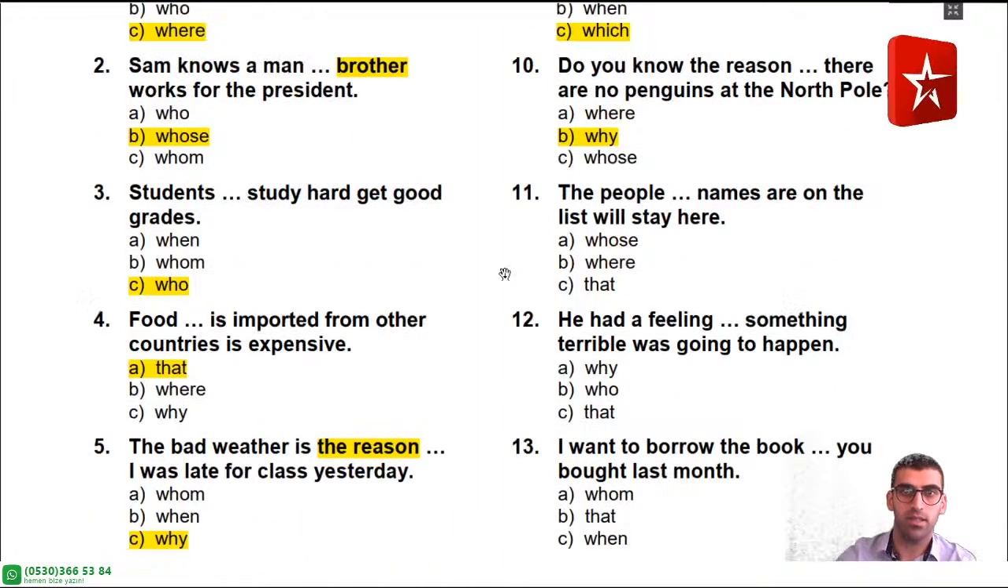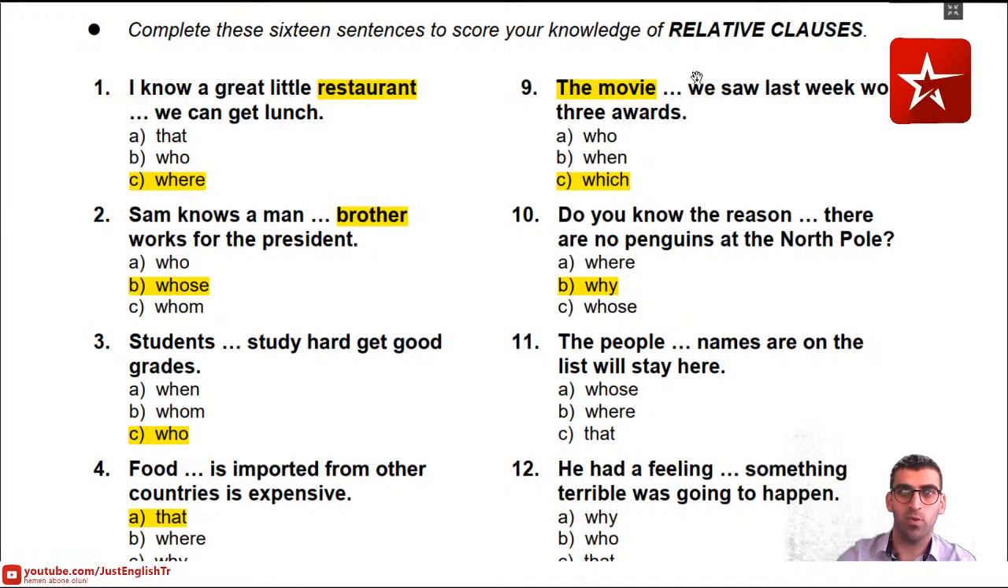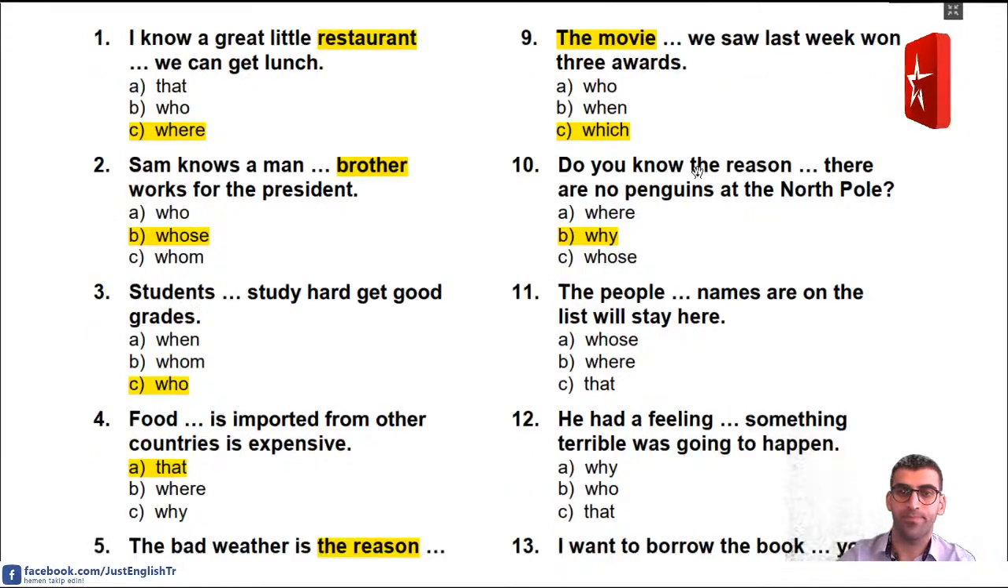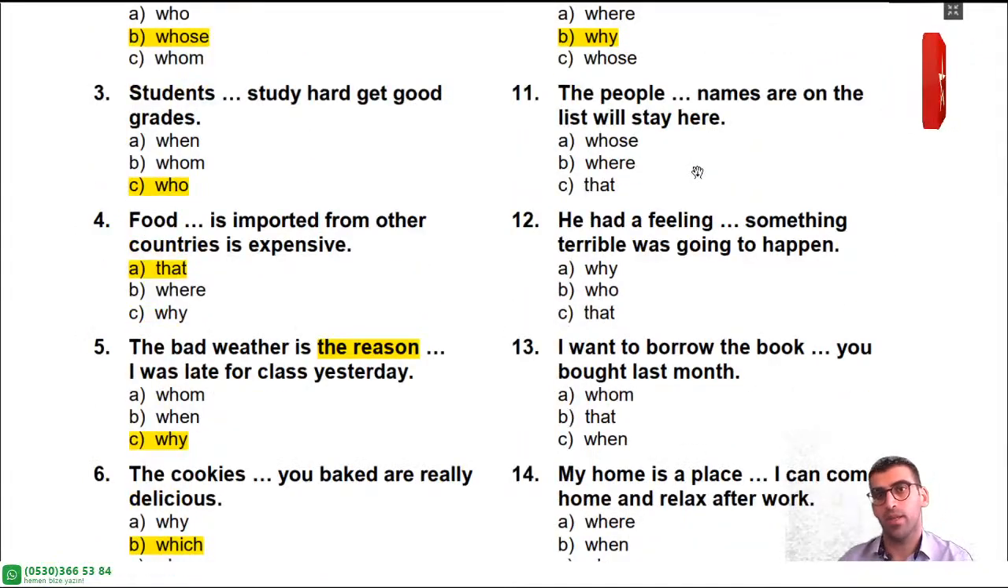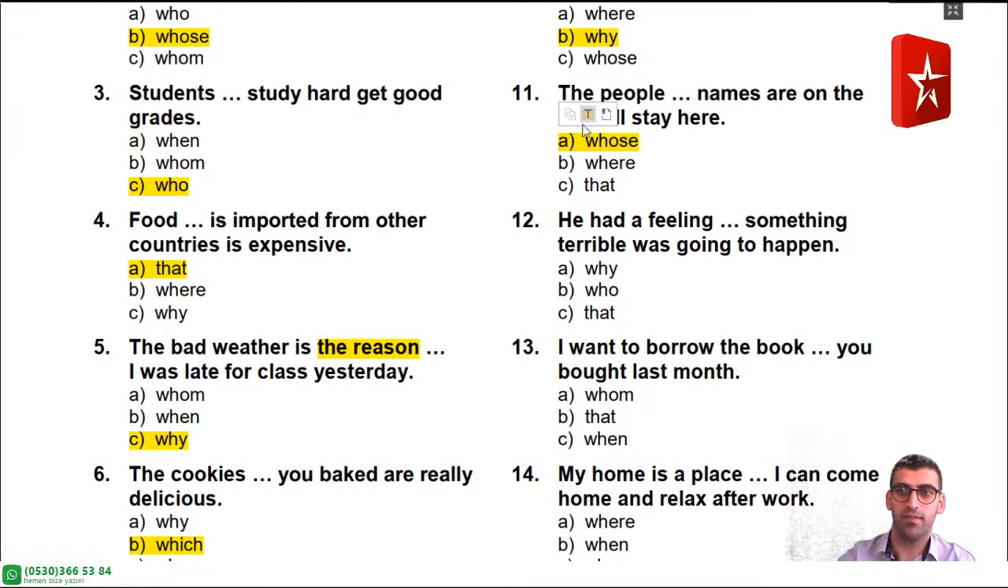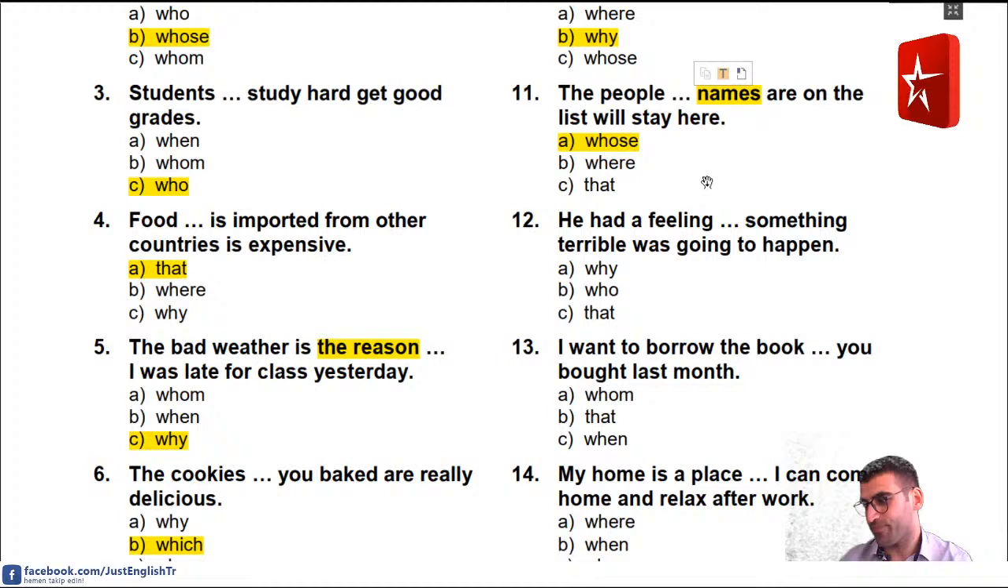Last week, but the movie we are talking about. Okay, we are not talking about the time here. 11, the people. Blah blah blah names are on the list. Will stay here. Okay. Number 11, whose. Yes, whose, because we have the noun. That's why we have to use whose. Whose names are on the list will stay here. Great. And let's continue with number 12.